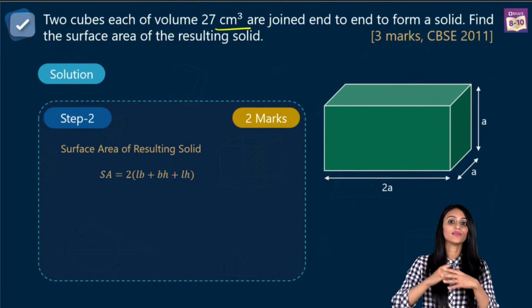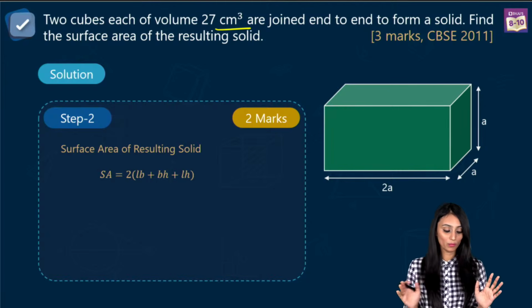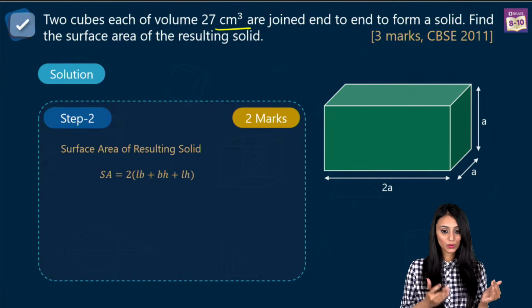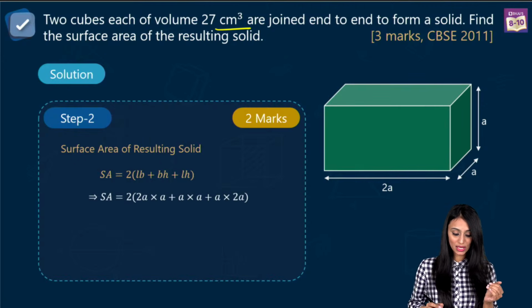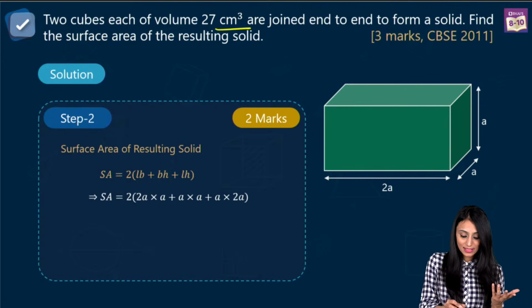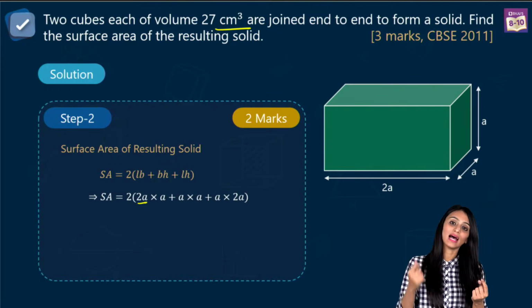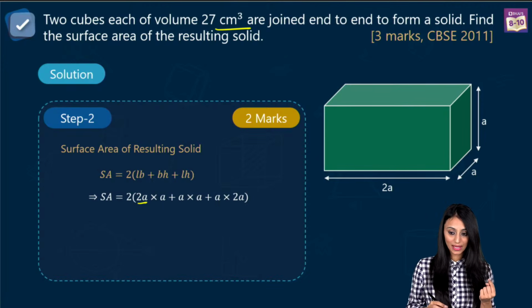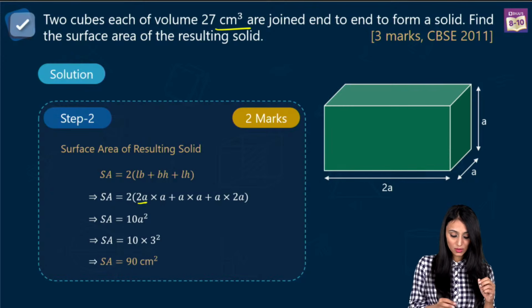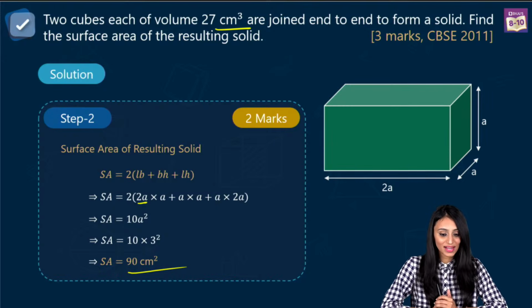Now what is the surface area of the resulting solid? Direct formula. That's the total surface area: 2 times (LB plus BH plus HL). Length? Instead of length, I'll put 2A. Breadth and height can be written as A. Okay, let's put everything here. We get 10A square on simplifying. What is A? A is 3. So 10 times 3 square, you get 90 centimeter square. That's the final result.